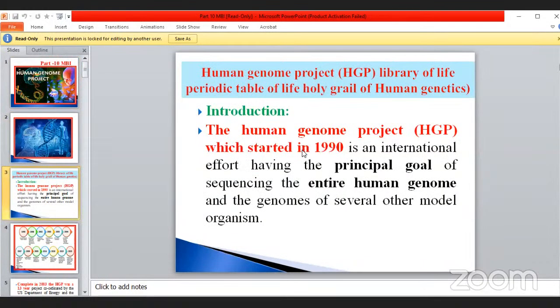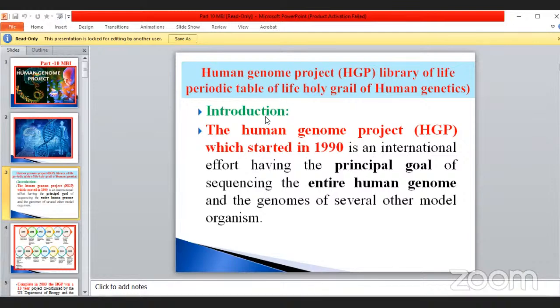The Human Genome Project: library of life, periodic table of life, holy grail of human genetics. First of all, you must know the introduction. What is meant by the Human Genome Project? Where was it established, or where did it start? What is the main principle of HGP? And other things we are going to discuss. Each and every year the Human Genome Project is progressively going on under research.